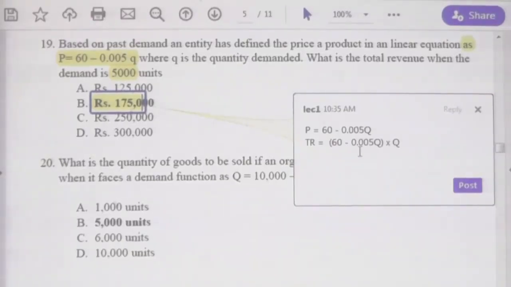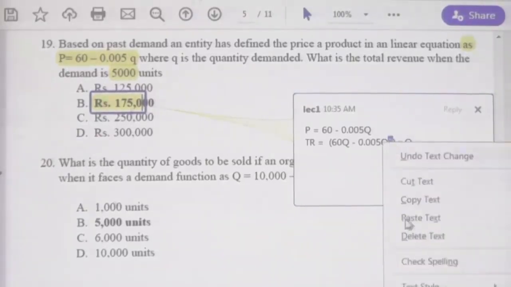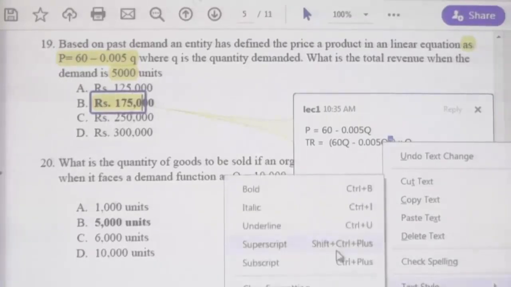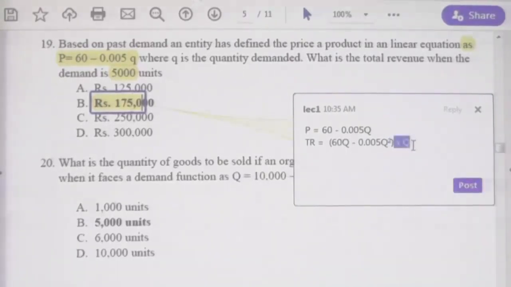When you multiply Q by 60, you have 60Q here. When you multiply this by Q, you have 0.005 Q squared, right. That would be the answer. Once you multiply, this will be deleted. Now this is the total revenue function. Now substitute 5,000 here, because they ask what is the revenue when you sell 5,000 units, right? Substitute 5,000 here.